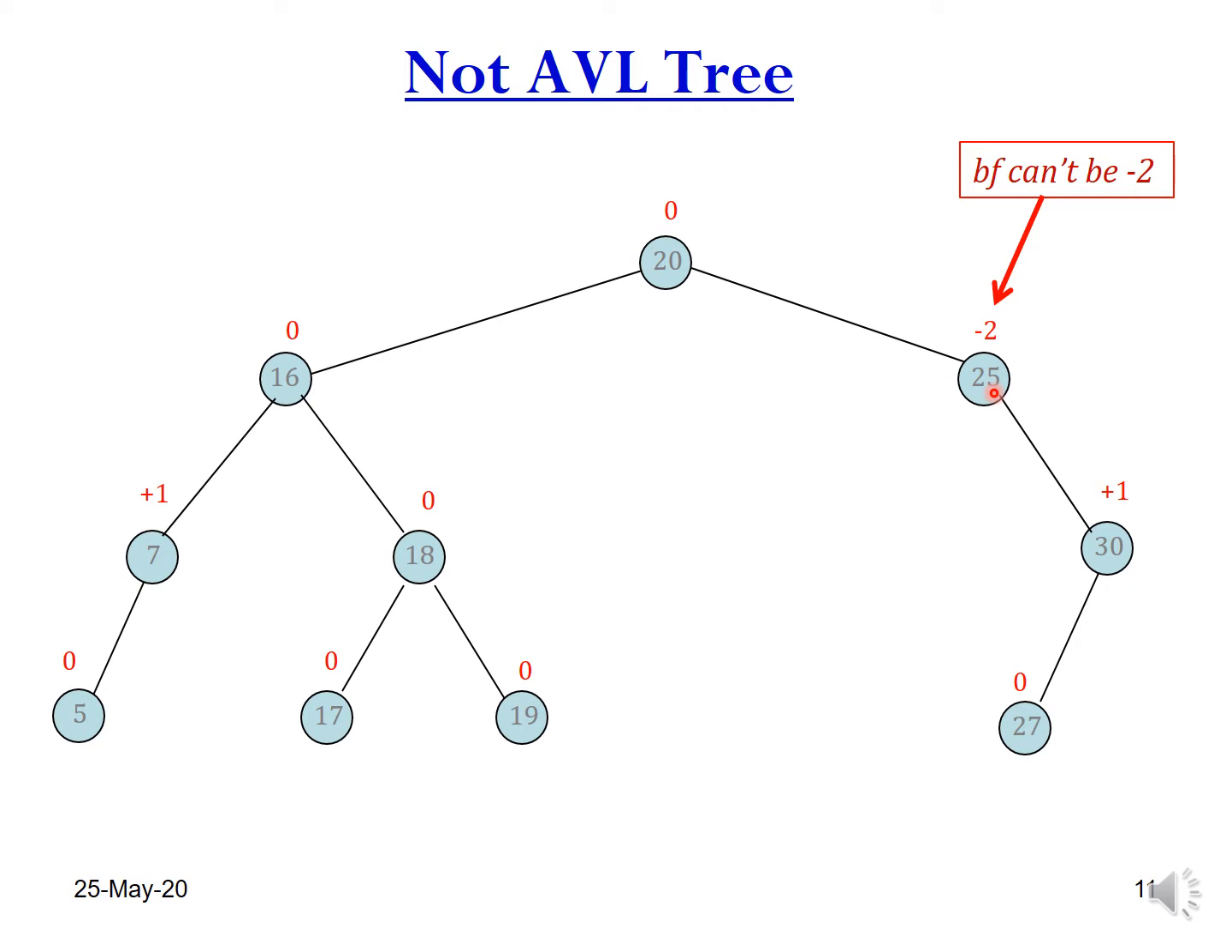So if any node in this tree has a balance factor beyond minus 1, 0 and plus 1, like here we have a node with a balance factor of minus 2, then we can say this is not an AVL tree. This is a violation of the principle of AVL tree. So this is not an example of an AVL tree.